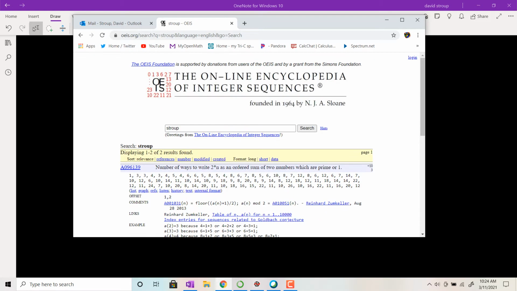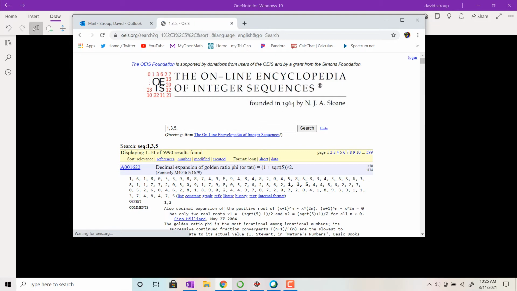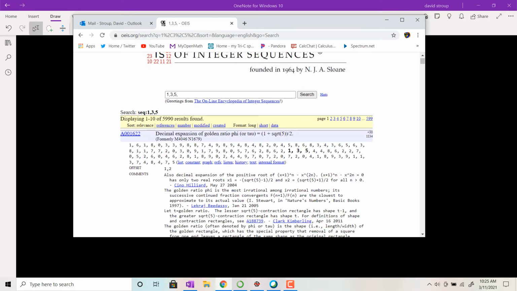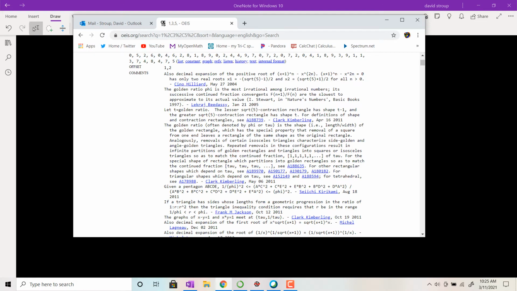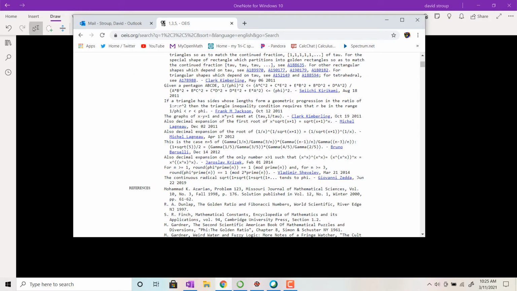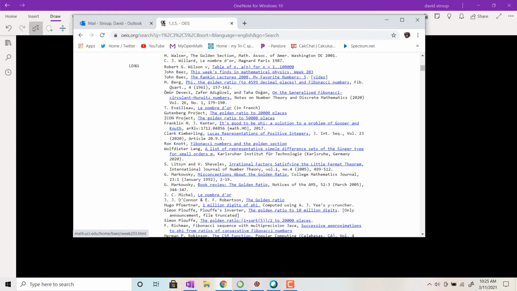Anyways, you can also put in sequences like the one we're working with right now, 1, 3, 5, 7, and search it. And it'll give you other expressions which will give us that sequence. And yeah, fun stuff.